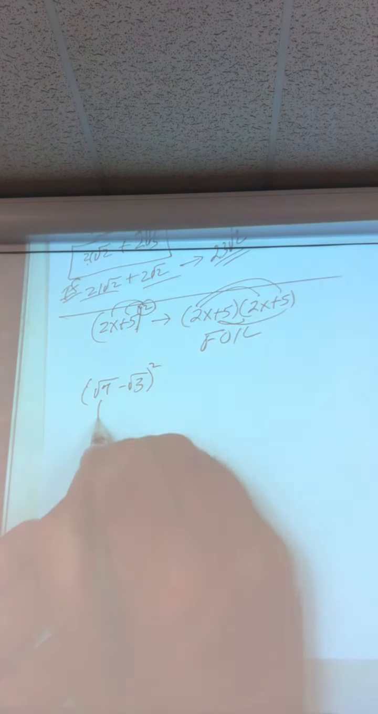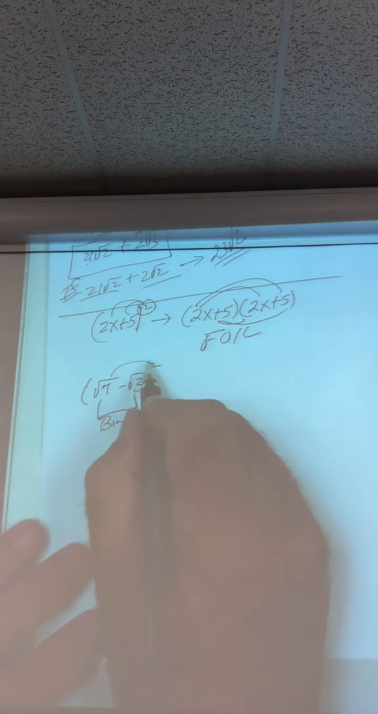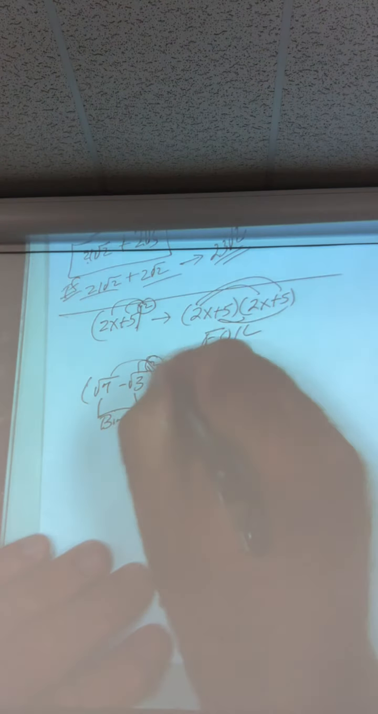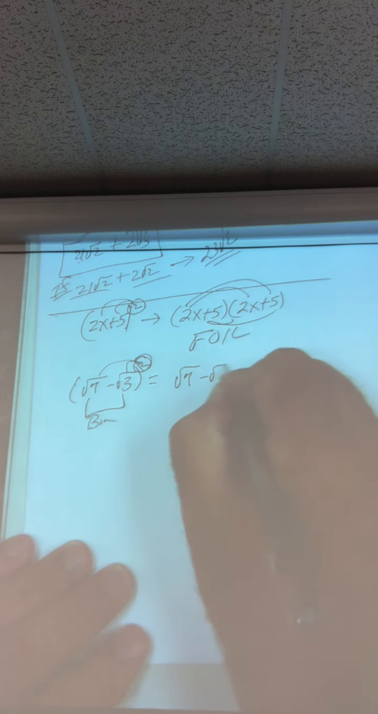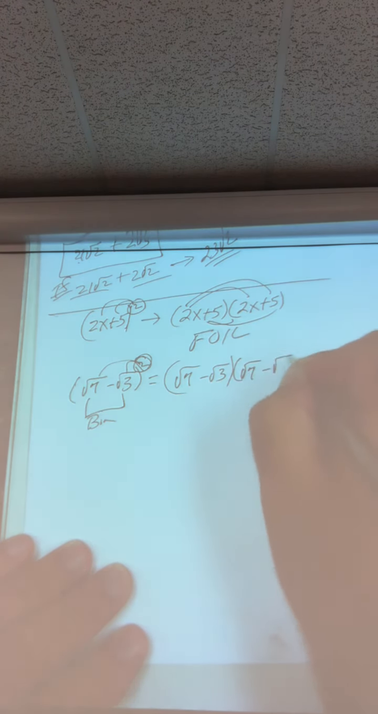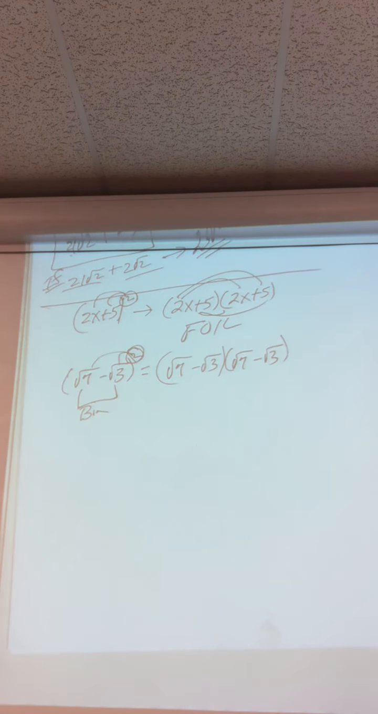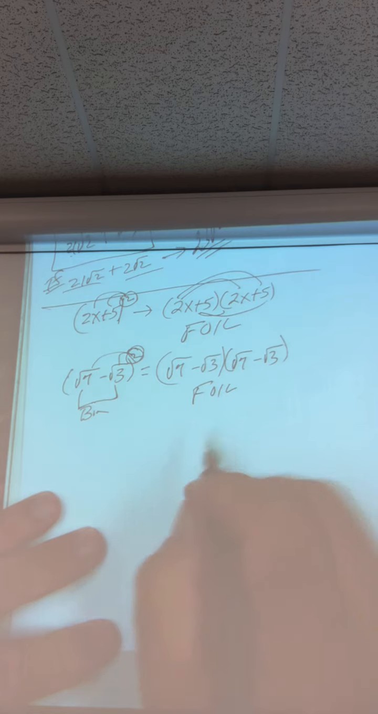So, this is a binomial. Can I just square the first one and square the last one? No. If you do, this whole problem is wrong. What does it mean to square something? It means that you say it times itself. Now, when I say it times itself, I just simply use the FOIL method.